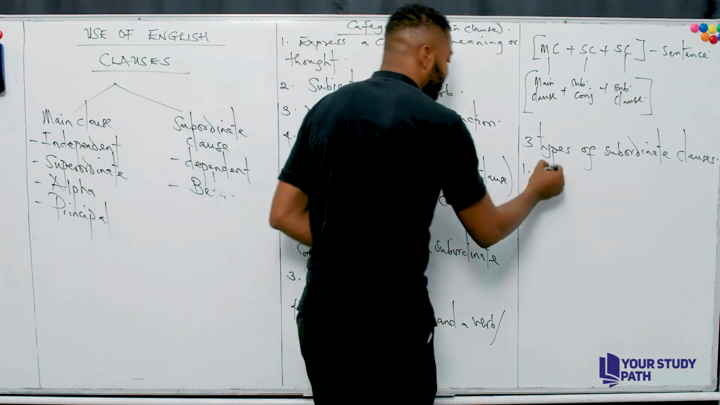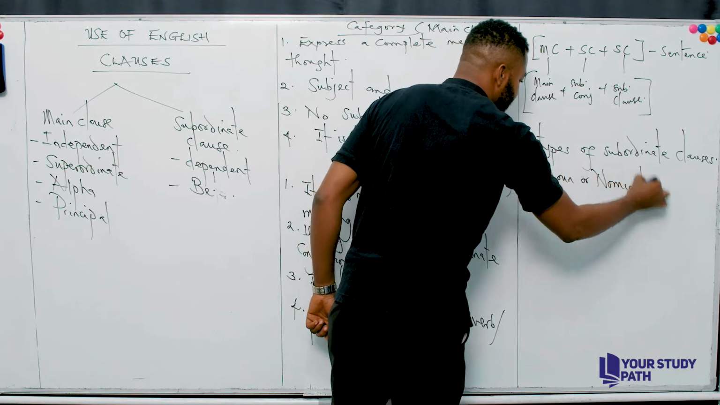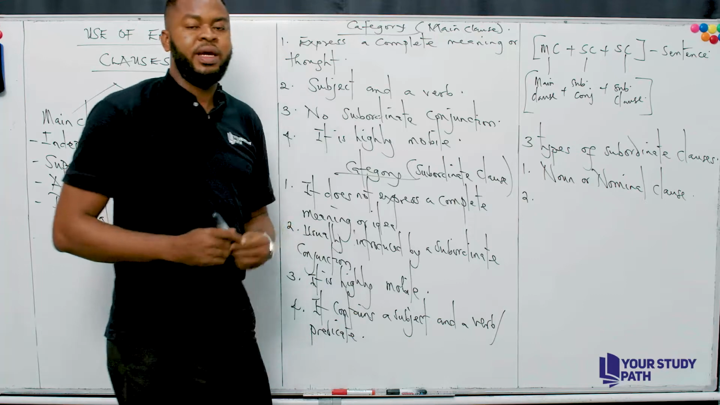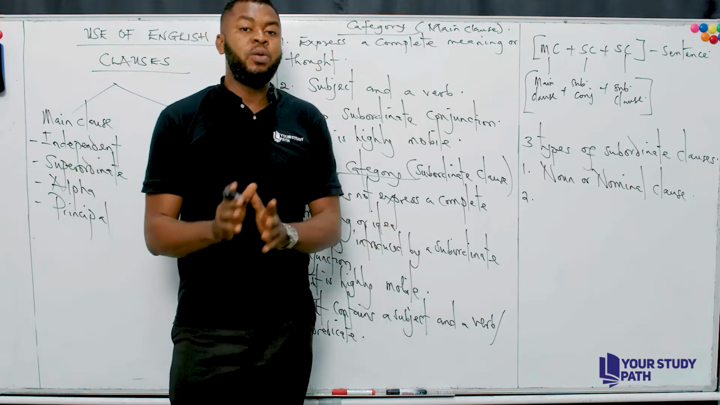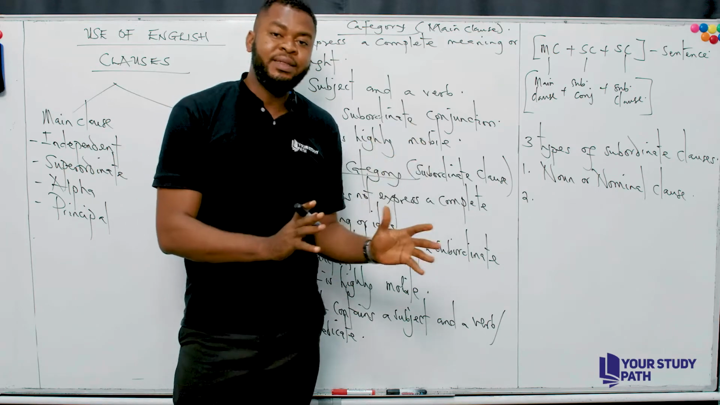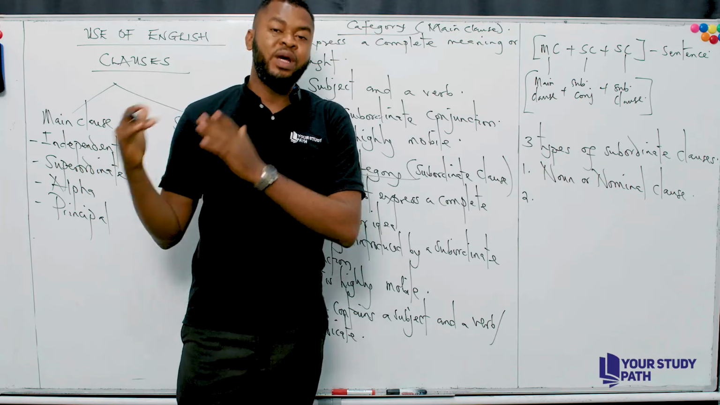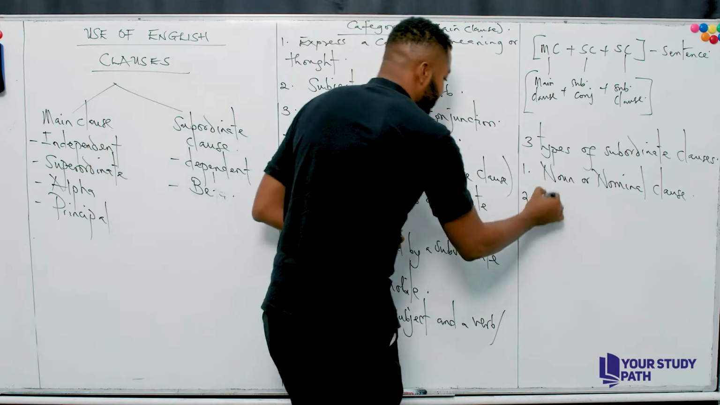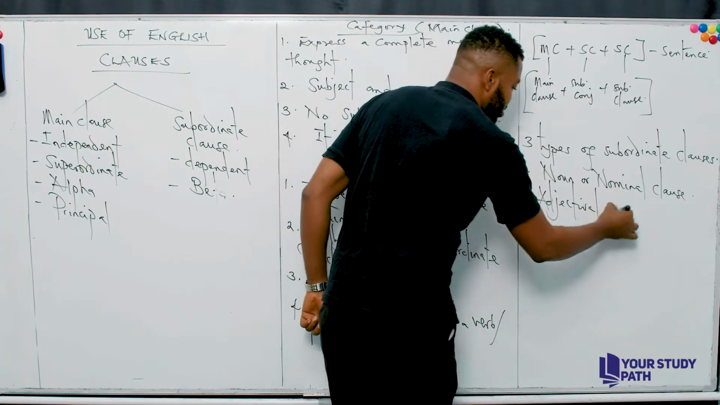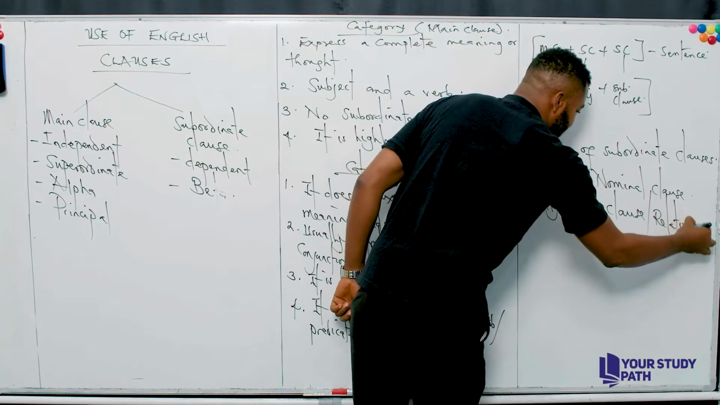You can see we have the noun or nominal clause. That is, a noun clause is also recognized as a nominal clause. Then number 2, we have what is known as the adjective or adjectival clause. It can also be called the relative clause. So here we have the adjectival clause, or what is known as the relative clause.